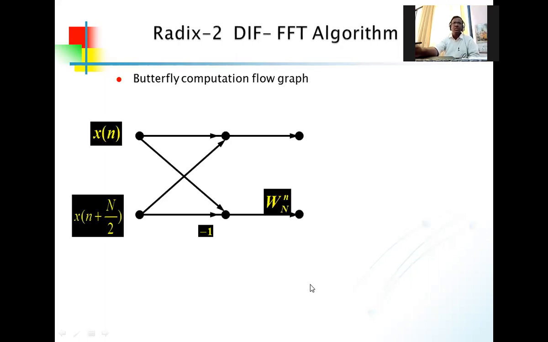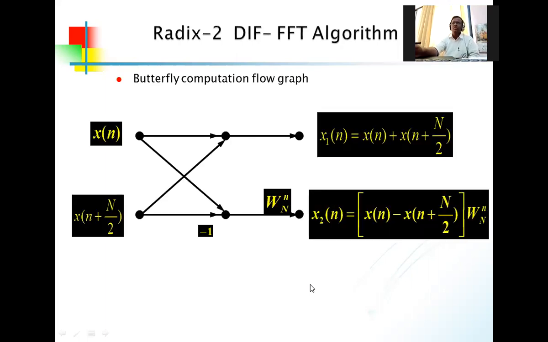As we know the butterfly computation here for this DIF FFT algorithm, butterfly computation we can understand with this diagram. So here this is x of n and x of n plus n by 2, and the structure is remaining same, but only the place of the multipliers will get changed here. So here x1 of n equals to x of n plus n by 2, and x2 of n equals to x of n minus x of n plus n by 2 multiplied with this term.